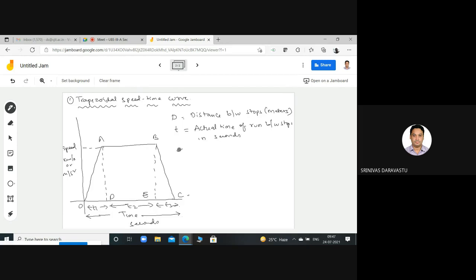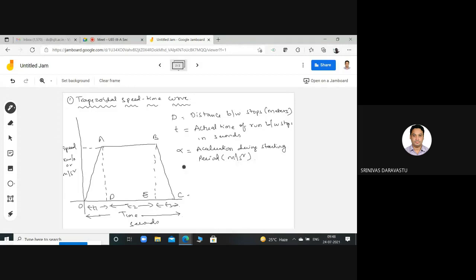Now alpha is the acceleration during the starting period. It comes from the acceleration period. First one is the acceleration period, then the free running period, and the braking period. Alpha is the acceleration during the starting period, in meters per second square.